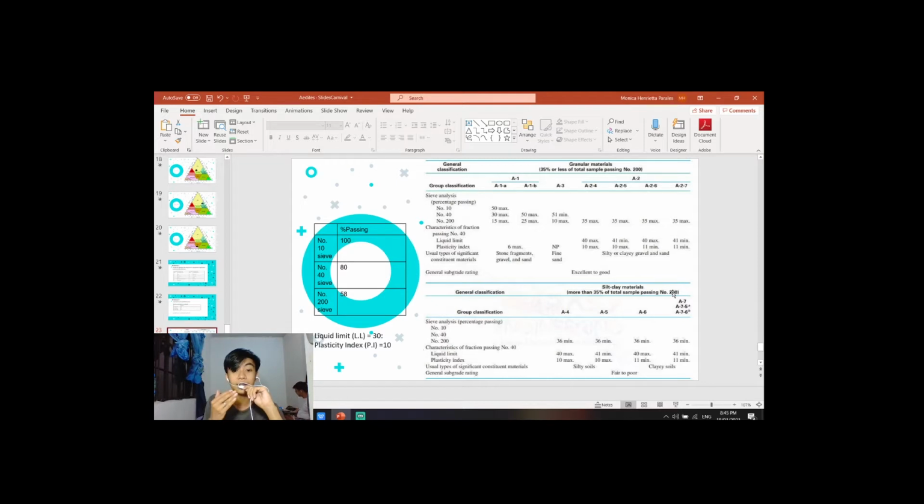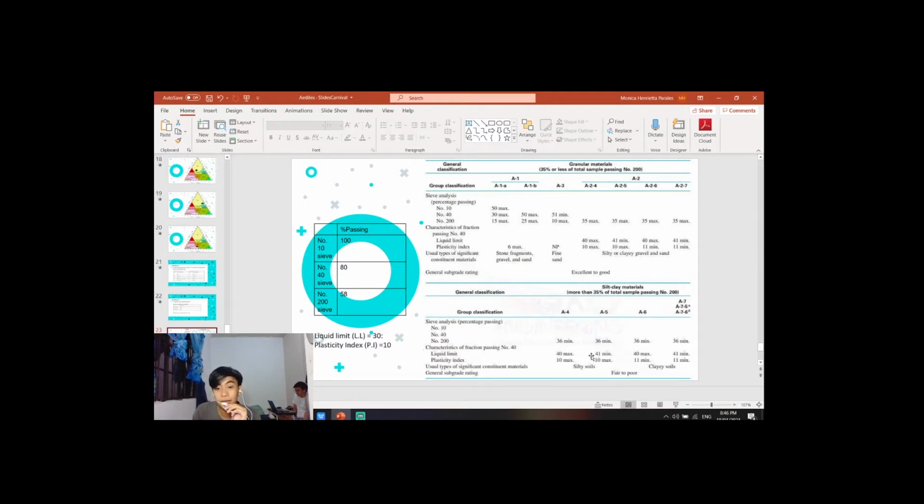So, pag nakuha na natin yung general classification, kailangan nating alamin guys yung group classification. So, dito pipili tayo sa A-4, A-5, A-6, and A-7, and so on. So, ito, number 200 sieve. Dapat daw 36 minimum para sa lahat. Meron tayong 58. So, guys, pasok siya sa lahat. Hindi pa natatanggal. So, dito na tayo sa characteristic fraction passing number 40 sieve sa liquid limit.